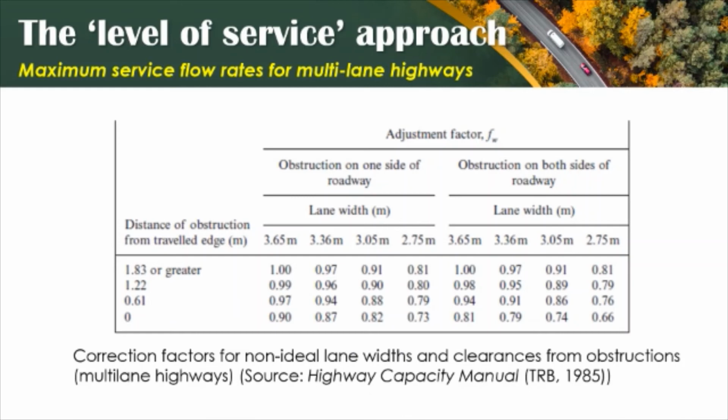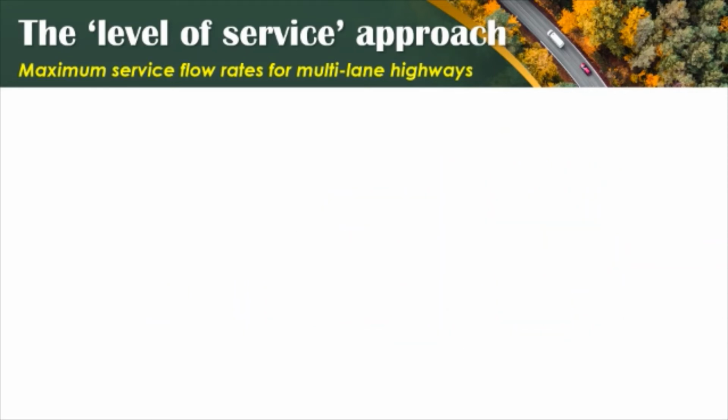This table shows the correction factors for non-ideal lane widths and clearances from obstructions. Heavy vehicles such as trucks, buses, and recreational vehicles have a negative effect on the capacity of a highway due to their physical size together with their relatively slow acceleration and braking. The resulting reduction in capacity, termed the F sub HV correction, is estimated on the basis of the amount of road space taken up by each of these vehicle types relative to that taken up by a private car, combined with the percentage of such vehicles in the traffic stream in question.